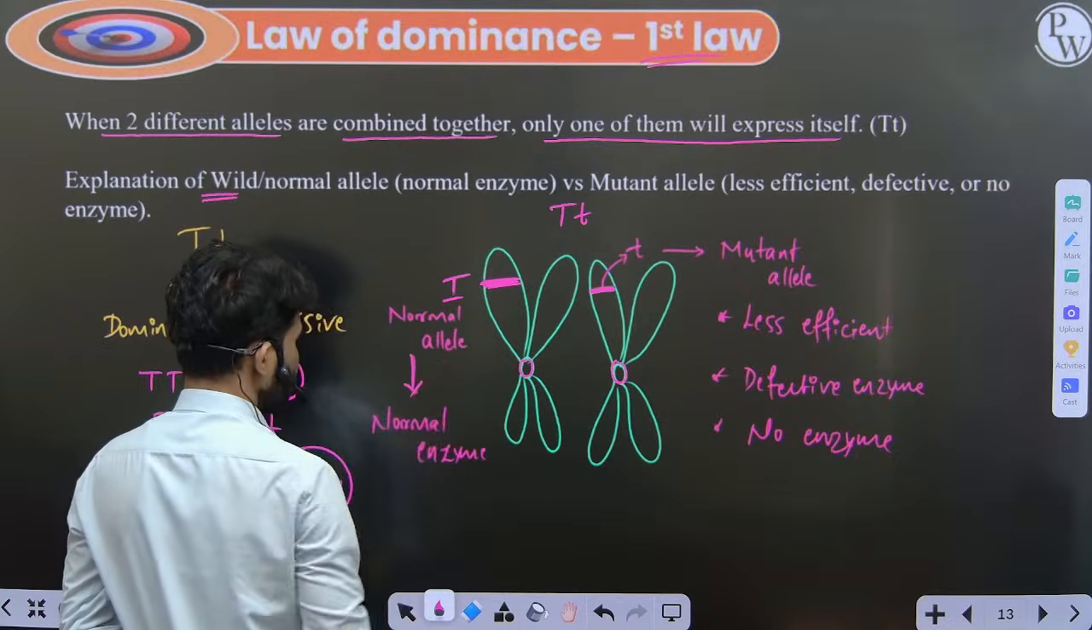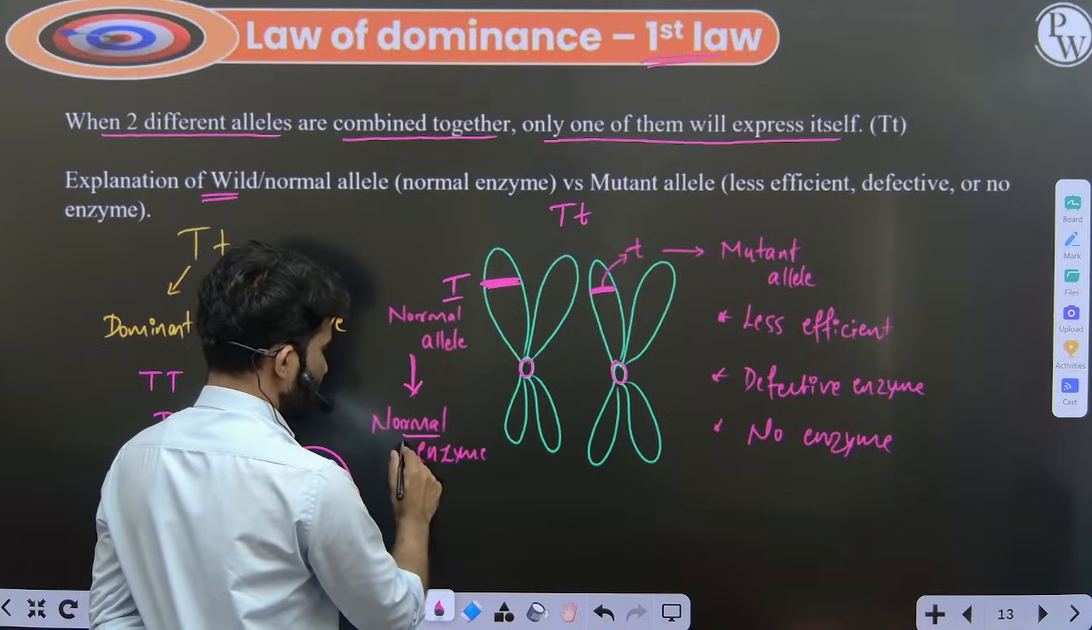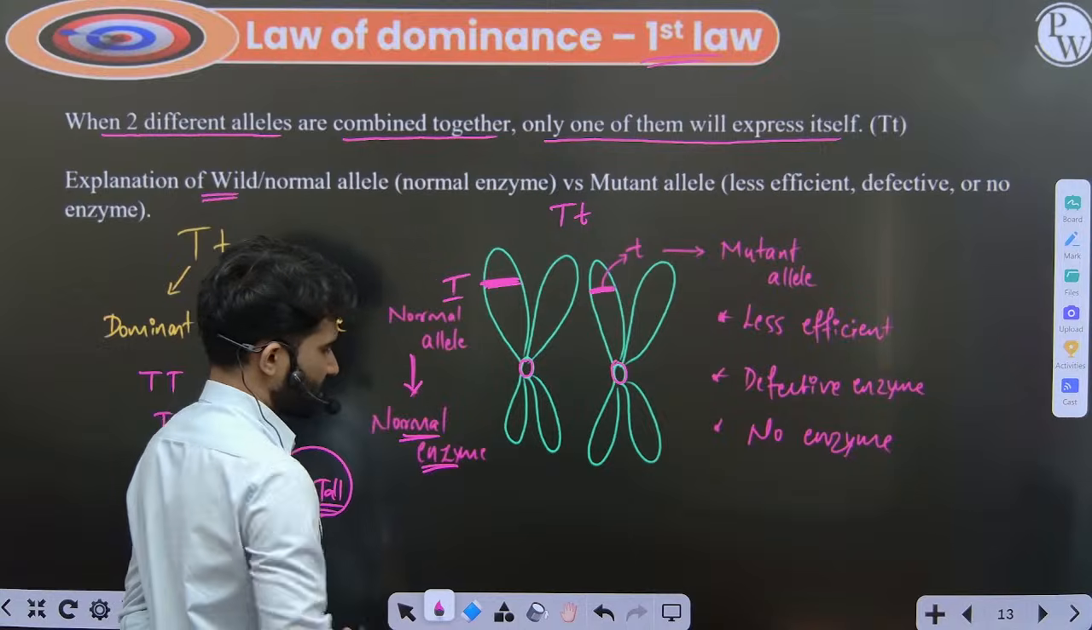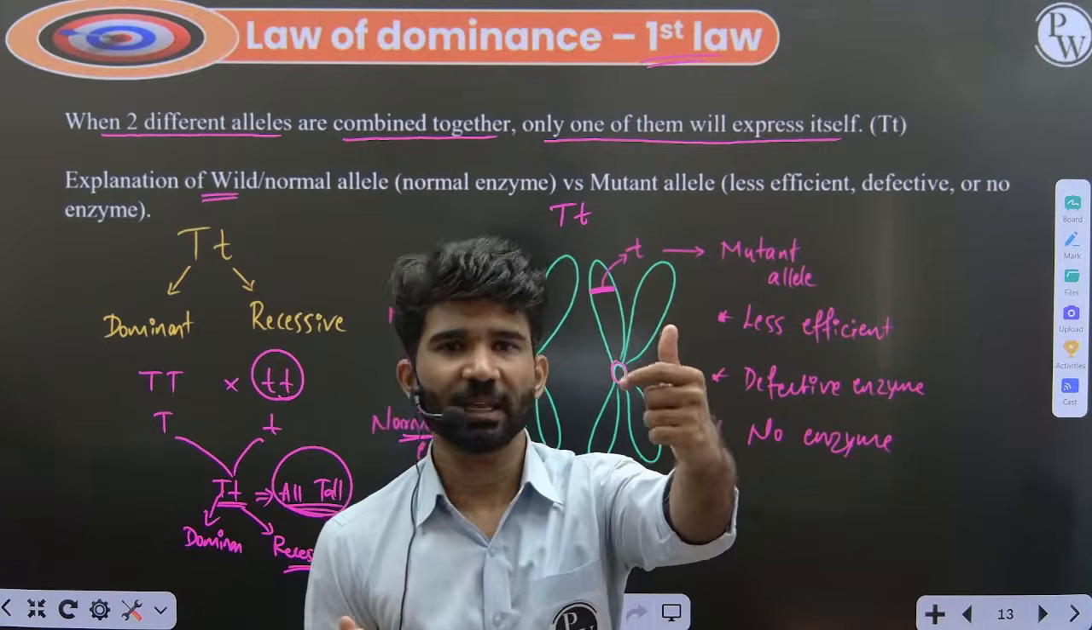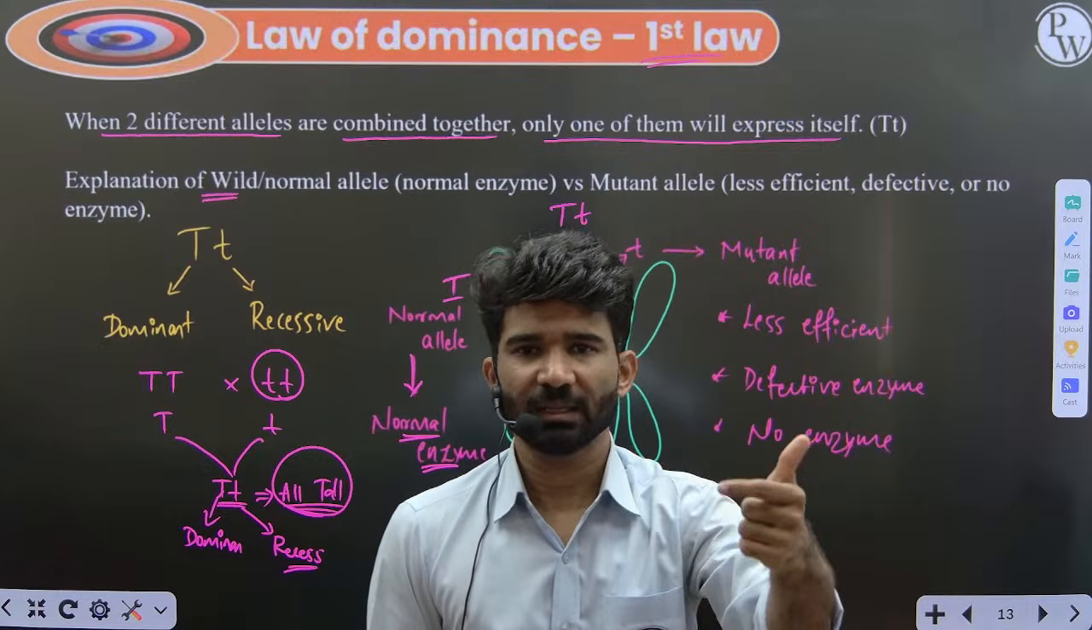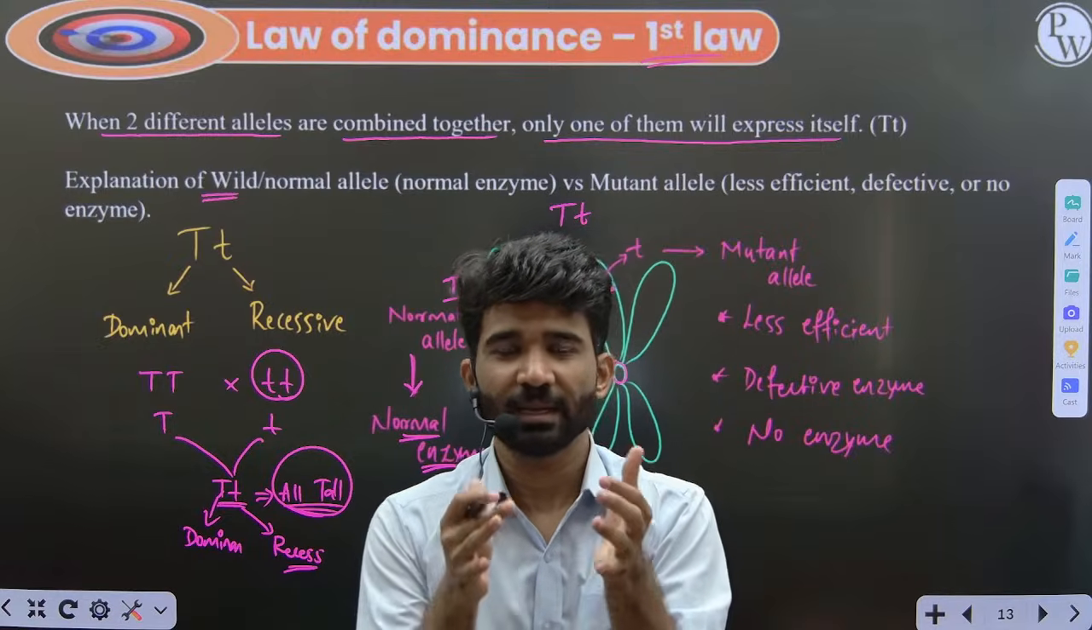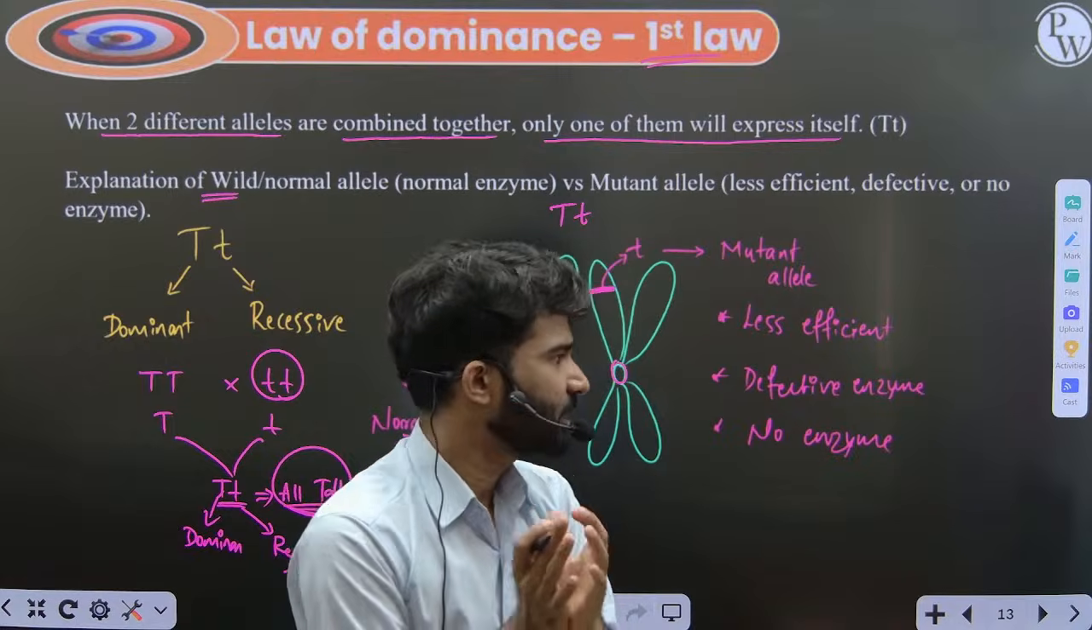This normal allele produces a normal enzyme. It expresses normally. For example, the DNA is converted into RNA, then RNA is converted into a protein, and it expresses normally.